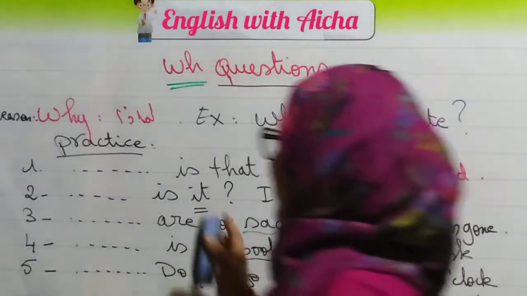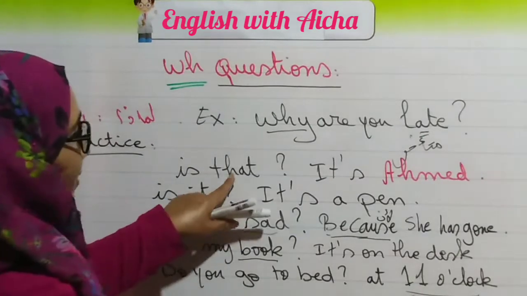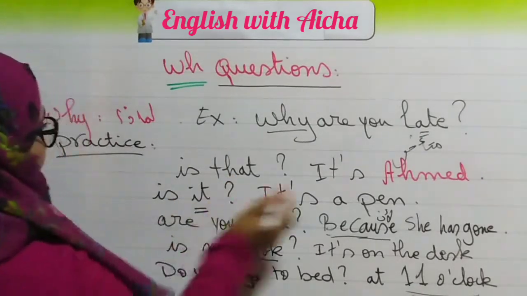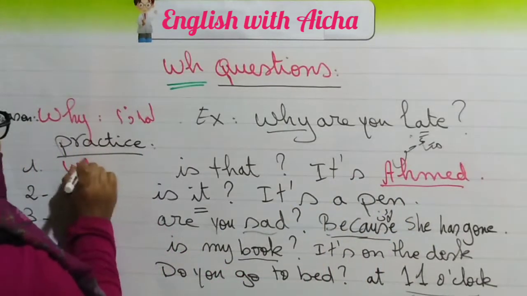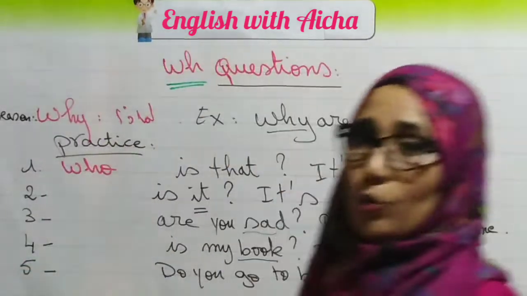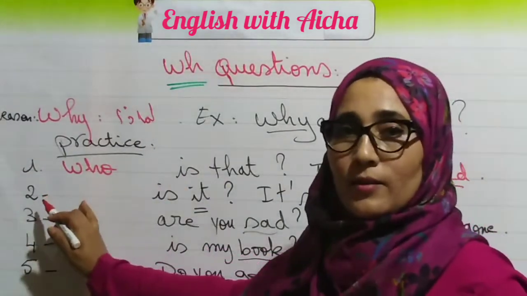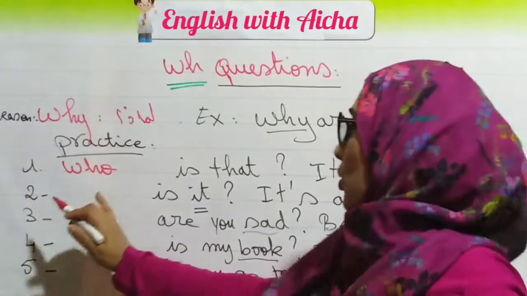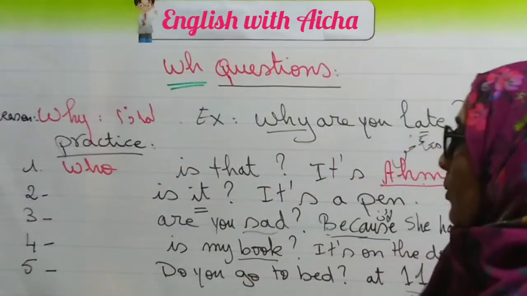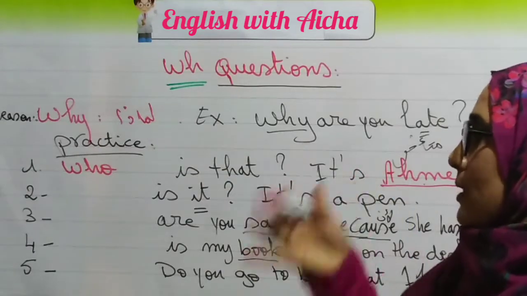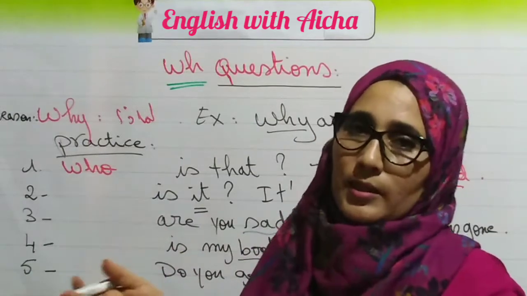So I think you find the answers. So let's correct the first one. Is that? Here we have what? A person. So the question is who? We said before, if we have a person, the question is who. Who is that? It's Ahmed, my friend, for example. Or it's my uncle, or it's someone. Okay? We have who, the answer is someone.